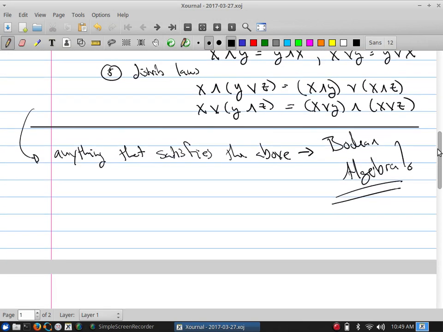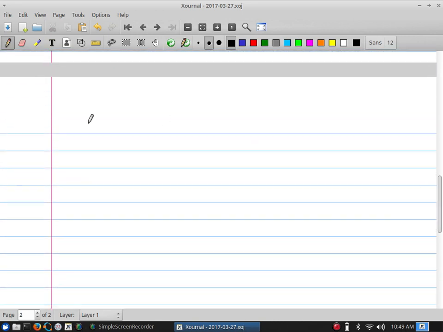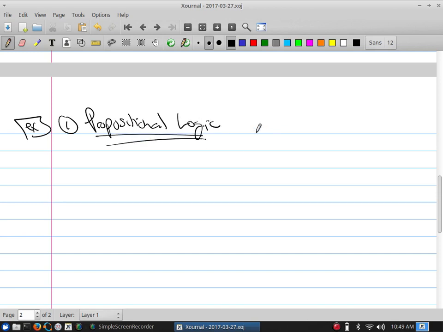So, as long as it meets all this stuff, it's a Boolean algebra. We've already known them. So, examples. 1. Propositional logic. What was our set? It wasn't 0 and 1. What was our set for propositional logic?